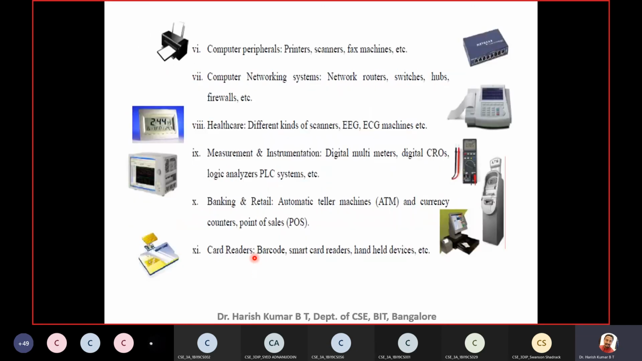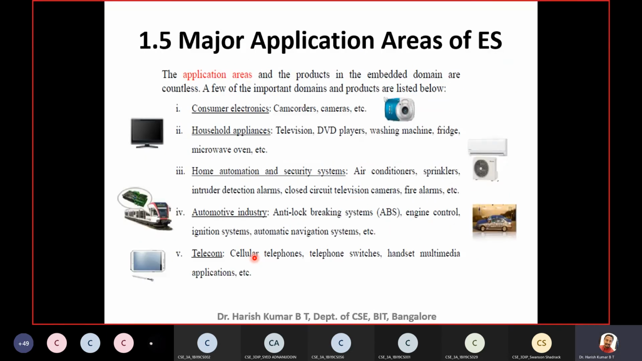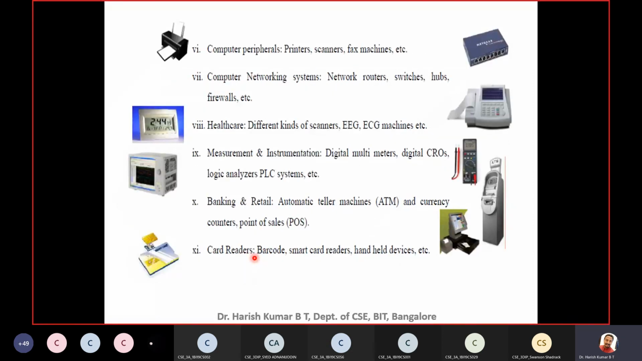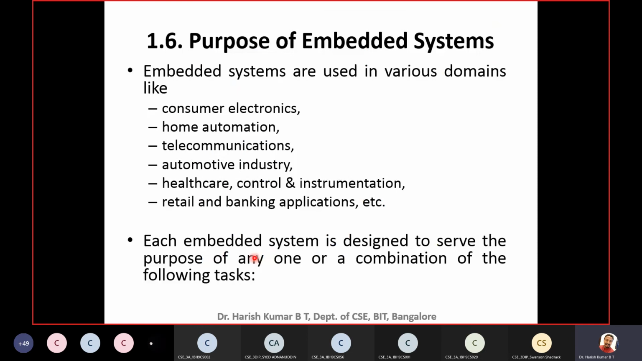So people understood till here? Yes, sir. Okay. These are the major application areas of embedded systems, around 11. If you're asked to explain the major application areas of embedded systems, don't restrict it to only 11. If you know other application domains where embedded systems are used, you can write them as well.